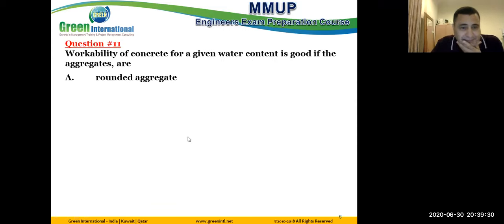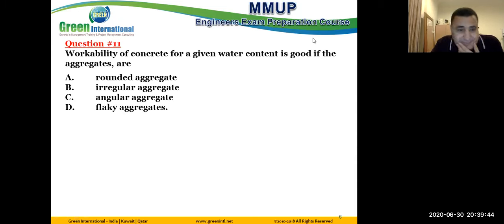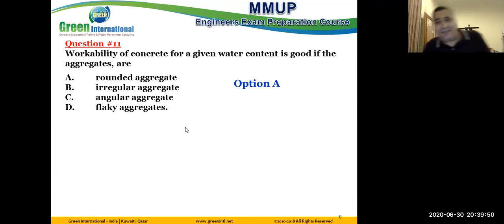Workability. Remember, workability of concrete for a given water content is good if the aggregates are rounded. Perfect. The answer is A. Correct. Now you are in the mood, all of you. The answer is A, perfect. I have very clever engineers in this batch. Very good.